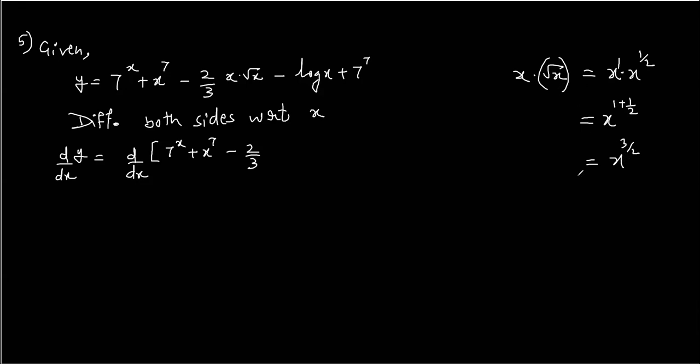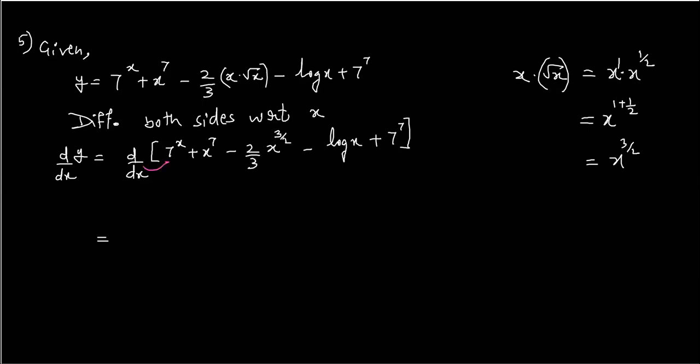Okay, I will write it this way. Why? Because I have to apply the result. You will know this in a short while. So 2 by 3 x root x, I will write as x raised to 3 by 2. I have explained how x root x becomes x raised to 3 by 2. Okay, minus log of x plus 7 raised to 7. Please don't go for calculation. How much is 7 raised to 7? That is not required. So the next step, what I do is I write separate derivatives of all these.